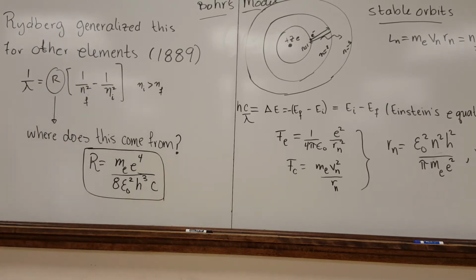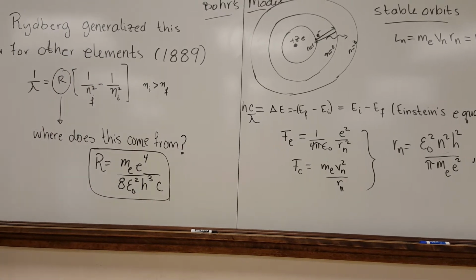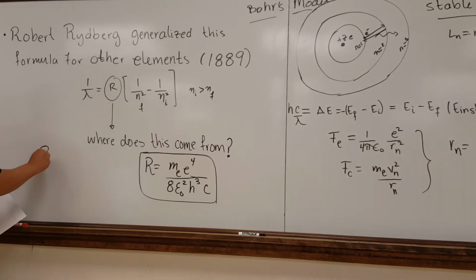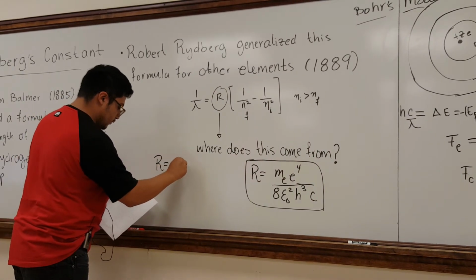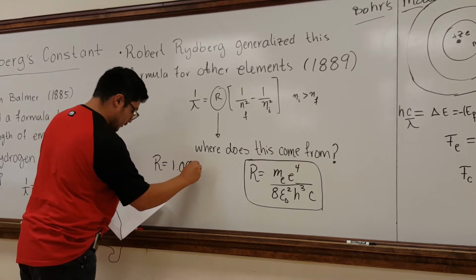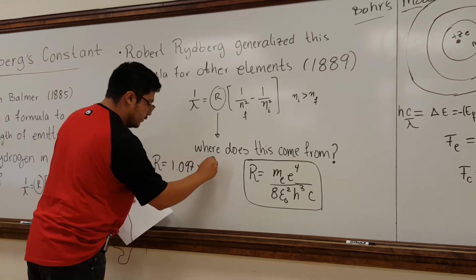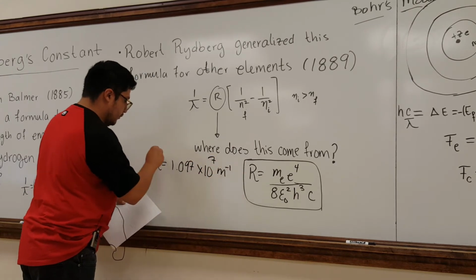And currently the accepted value for R is 1.097 times 10 to the 7, 1 over meters.